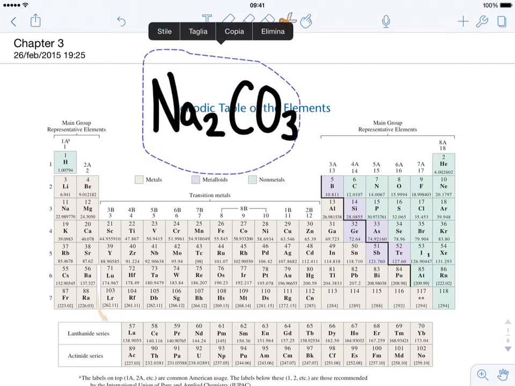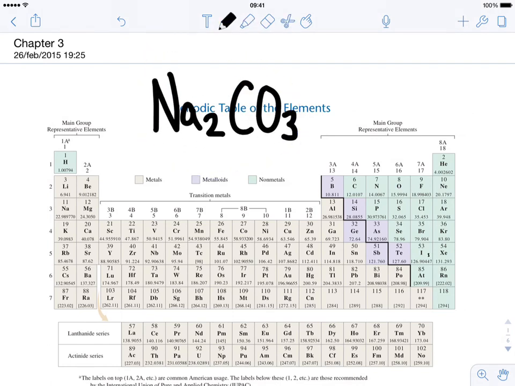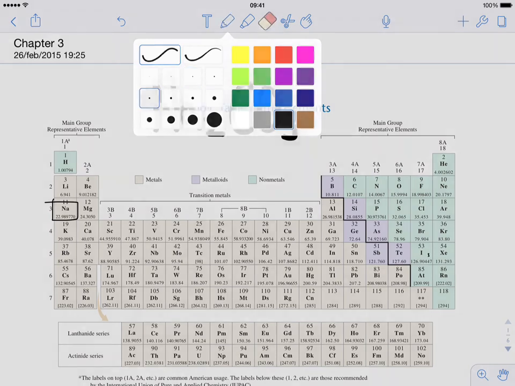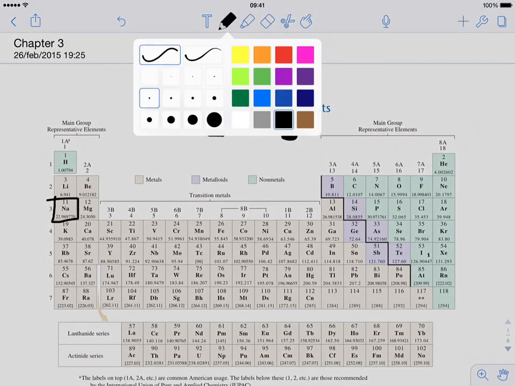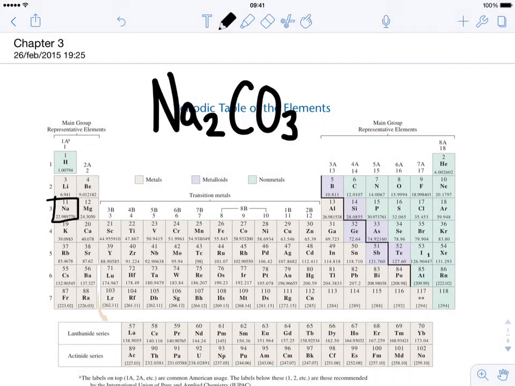Okay, so the first element we have is sodium. Here's sodium on the periodic table. Sodium, since it's in this column, forms +1 cations. So that means the charge of sodium is +1.